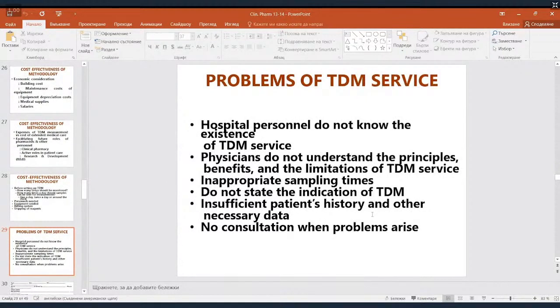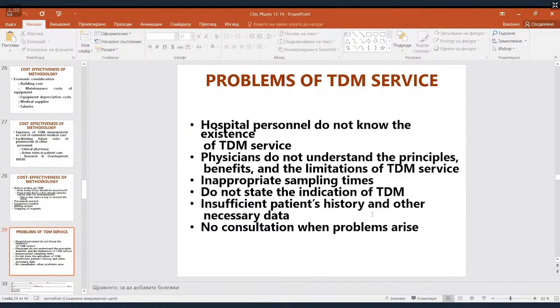What are the problems of therapeutic drug monitoring? Well, there is, of course, the problem with not knowing that therapeutic drug monitoring exists. This is a big concern because sometimes it can really help to know what is the concentration of the drug in a given patient in order to determine, let's say, when you are observing a specific toxicity, if this toxicity is related to the drug or to something else. So it's always good to know that therapeutic drug monitoring exists.